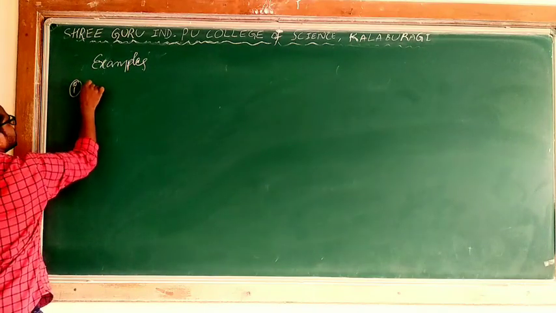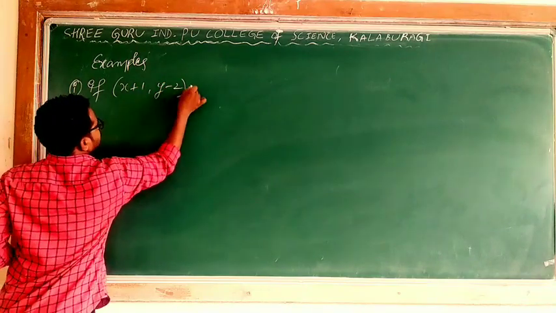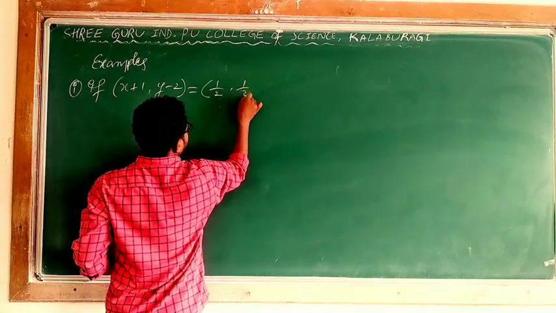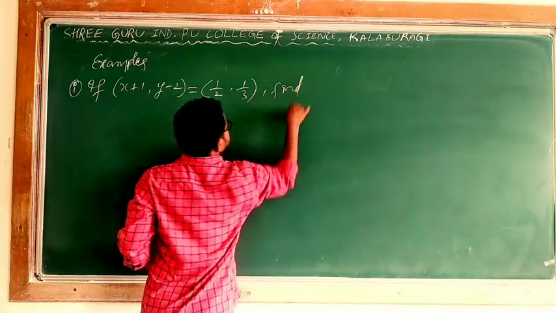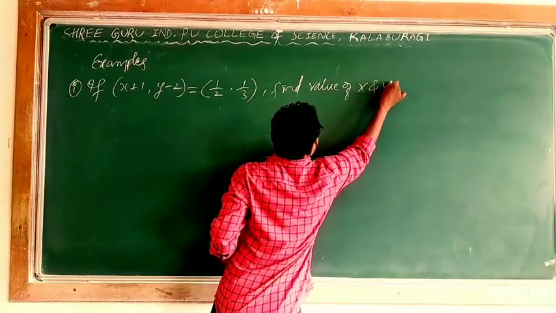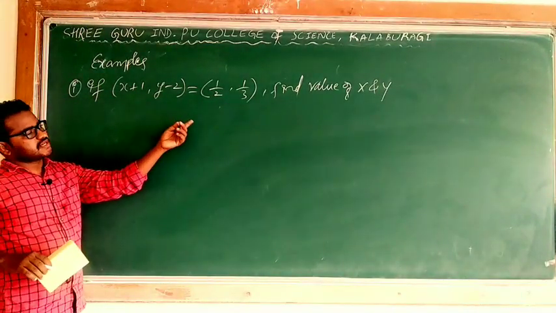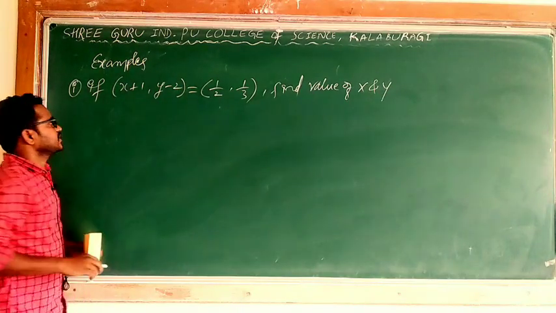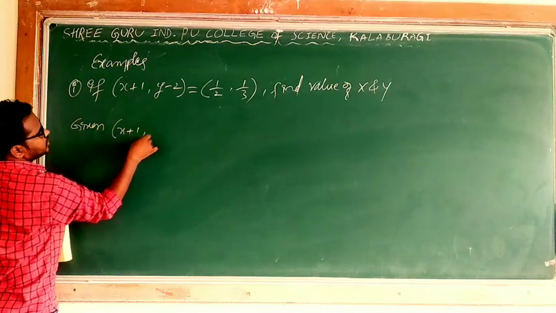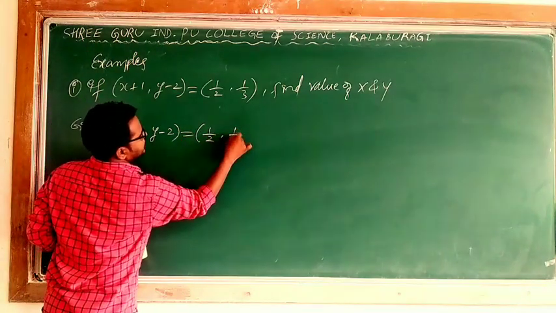First one: if (x plus 1, y minus 2) is equal to (1 by 2, 1 by 3), find the values of x and y. Here he is asking, whenever these two ordered pairs are equal, what is the value of x and y? What is given? The given thing is the ordered pair x plus 1 comma y minus 2 is equal to 1 by 2 comma 1 by 3.